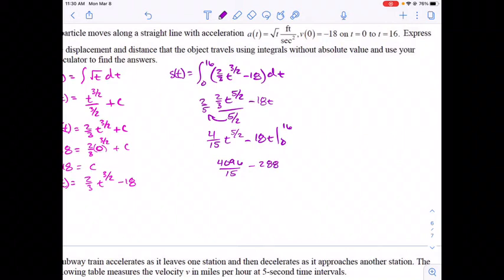Now because we're starting at 0 here, this is going to make everything else 0, so there's nothing to subtract. And so as we evaluate this, we're going to get a negative 14.93 repeating. So this is how many feet. That's the displacement.